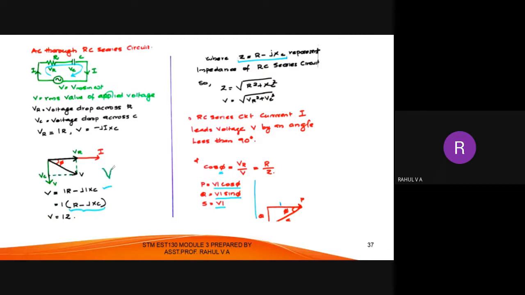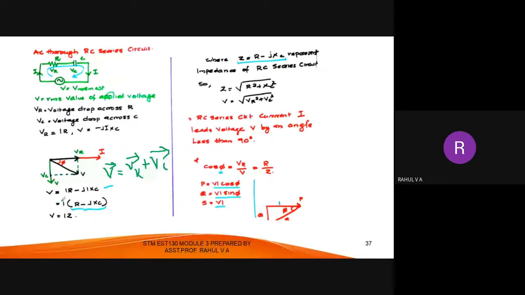I can say that the resultant vector V is equal to vector VR plus vector VC. Now I can substitute: instead of VR I can write IR, and instead of VC I can write minus jIXC, the imaginary part. Then, as I said in the last derivation, I can take the current component outside. Now it is I into, you can see the second line, I into R minus jXC.